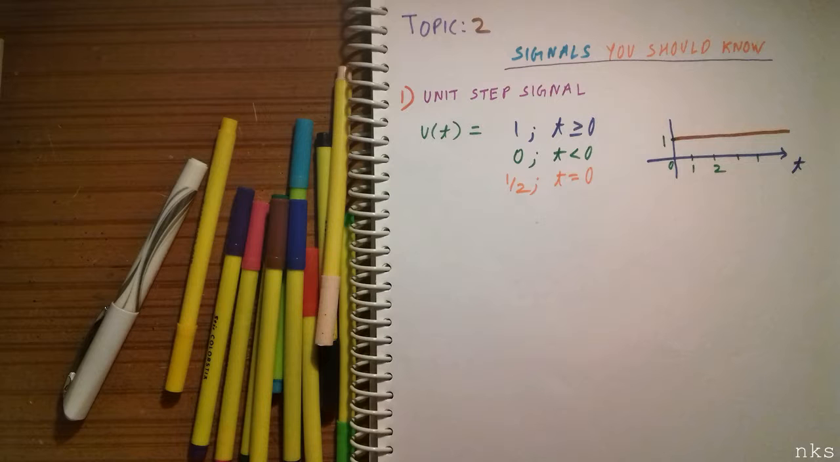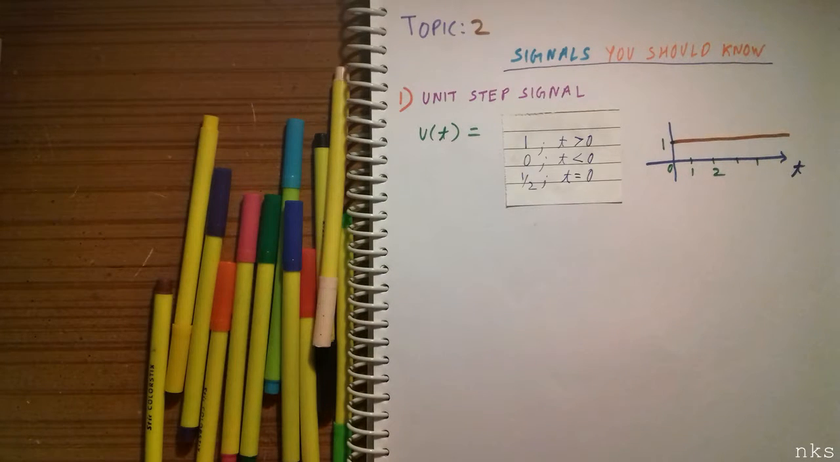Just remember this statement in your mind, okay? The definition of the unit step signal is this: for t greater than 0 it is 1, for t less than 0 it is 0, and at t equal to 0 it is 1/2. This you have to remember while doing any question. So this is the definition of the unit step signal.